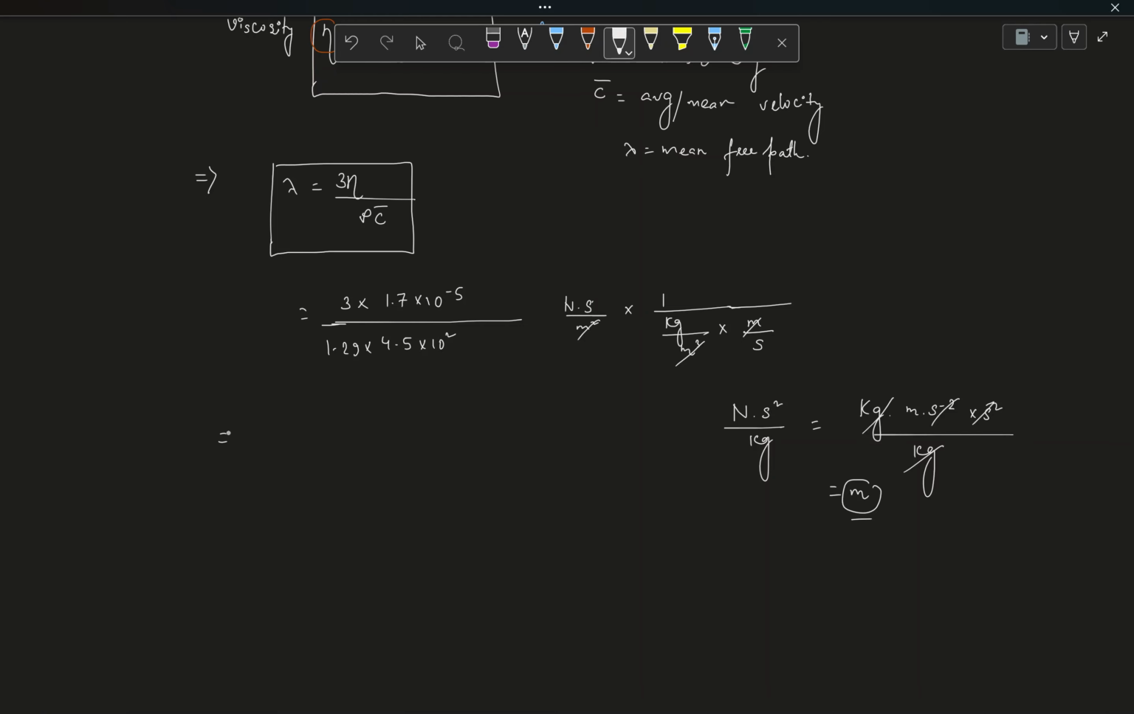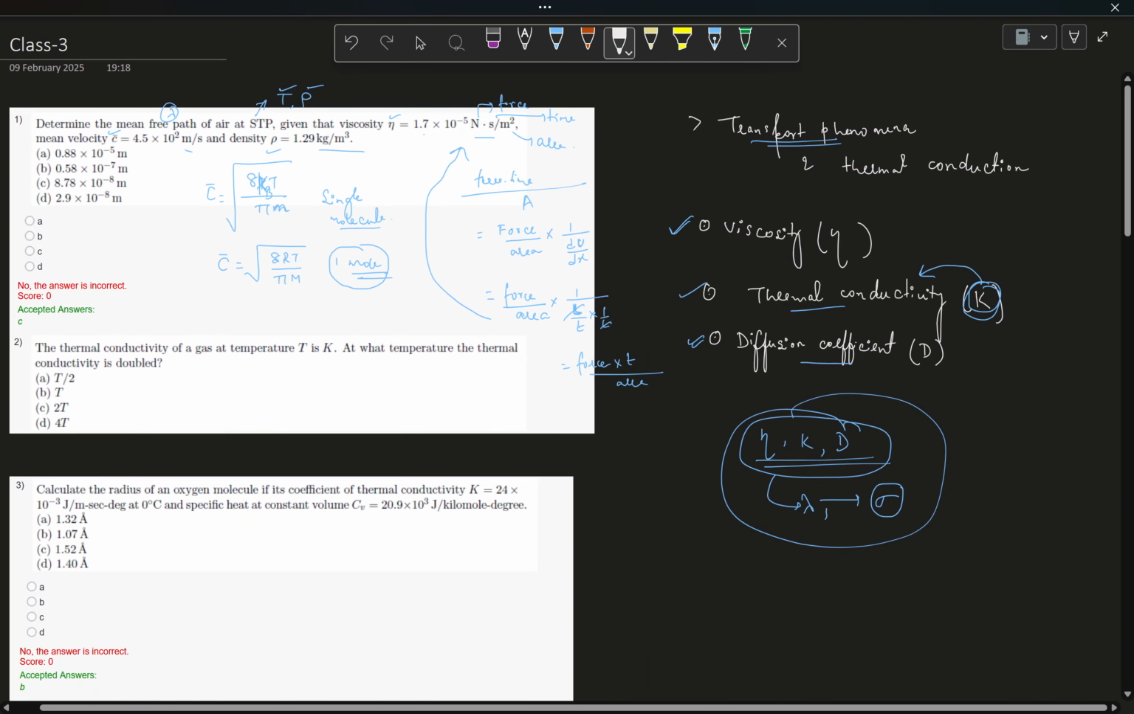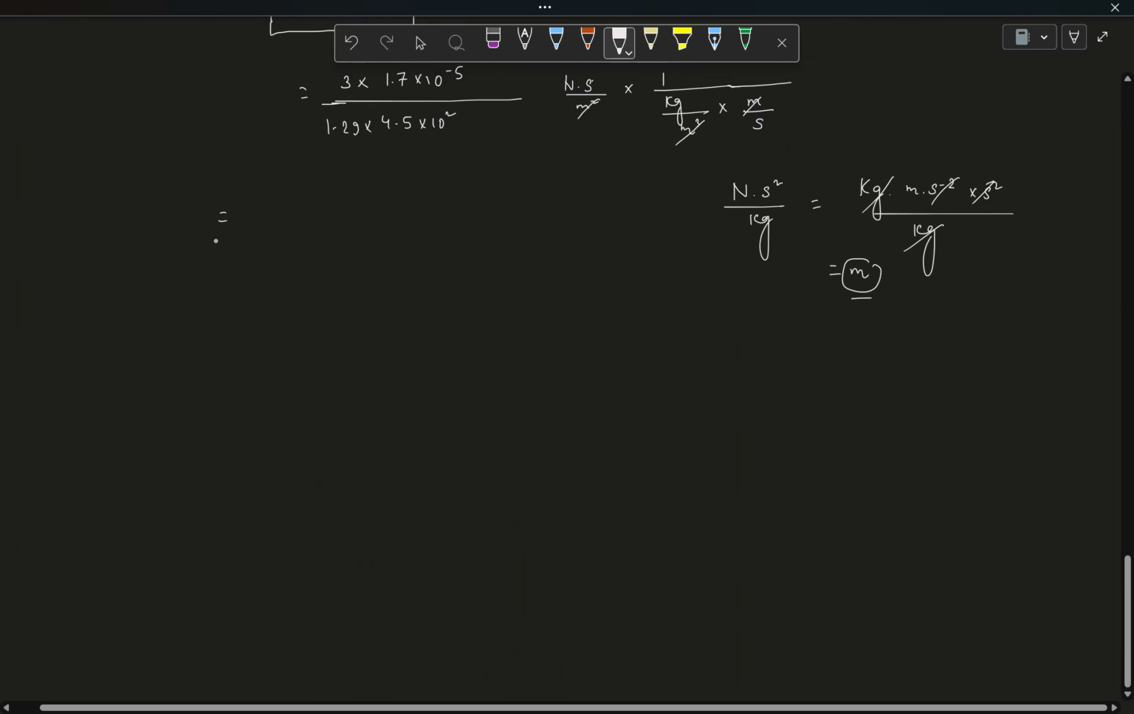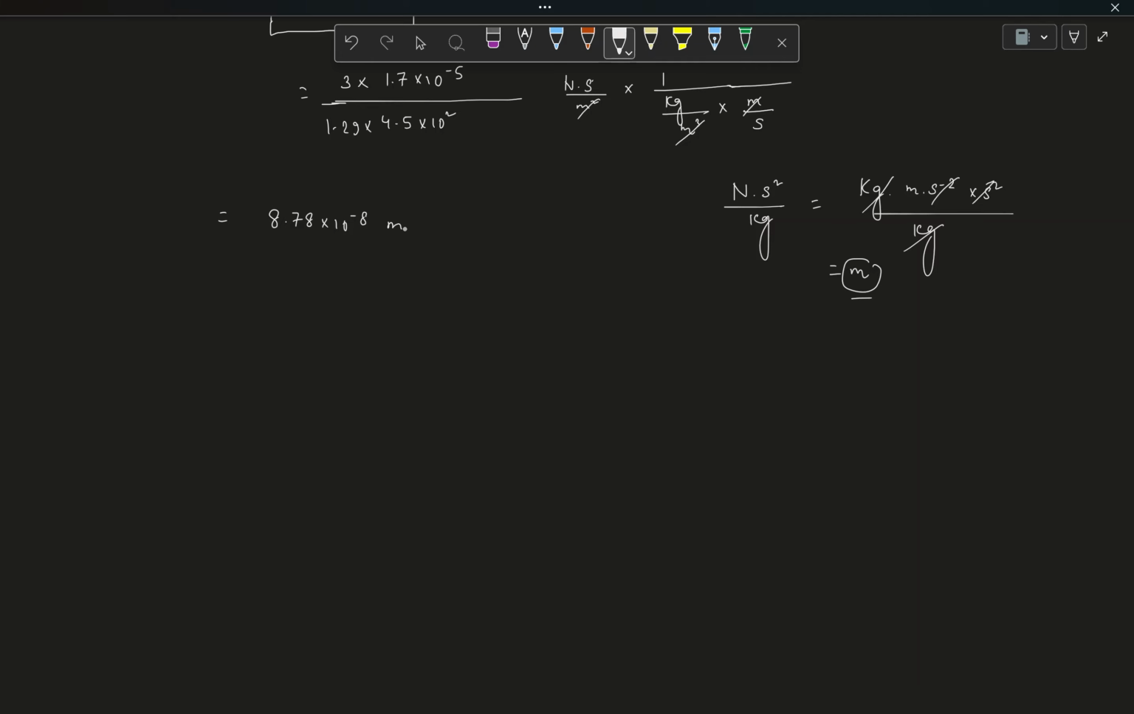So you have 3 into 1.7 into 10 to the power of minus 5 divided by 1.29 into 4.5 into 10 squared. So you have 8.78 into 10 to the power minus 8, which is what I am getting right now. So let us check and go back. We had 8.78 into 10 to the power minus 8. So we have this as option number C, right? 8.78 into 10 to the power minus 8 is the correct answer. So we are getting that exact answer, and it is in meters. So your option number C is correct, right?